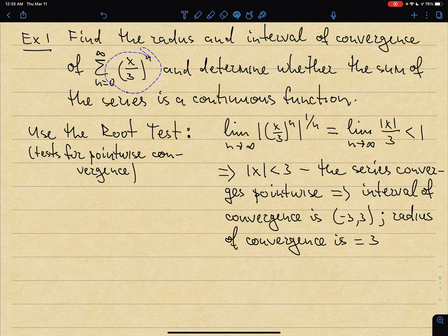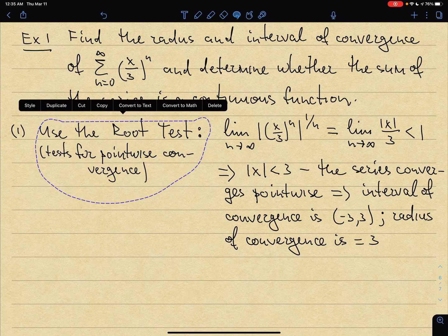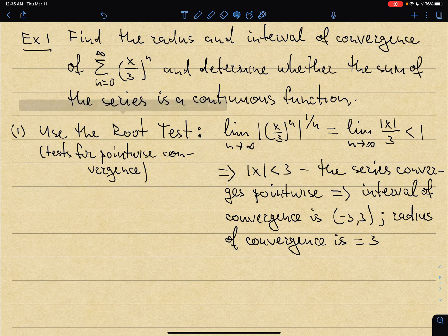But I don't want to use the knowledge of the sum of a series. Without it, I still want to be able to deduce the same thing, whether or not the sum of a series is continuous. So again, 1 over 1 minus x over 3 is continuous. I already know it is continuous. In this case, I'm just verifying that my theory works correctly.